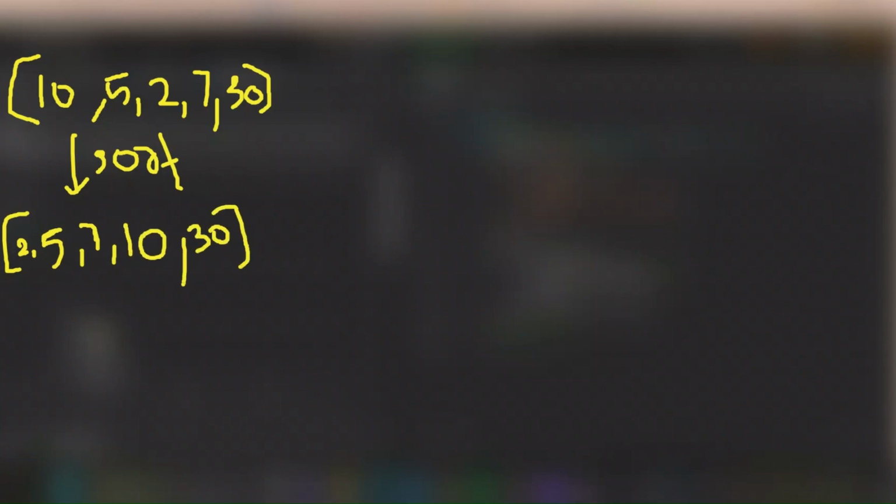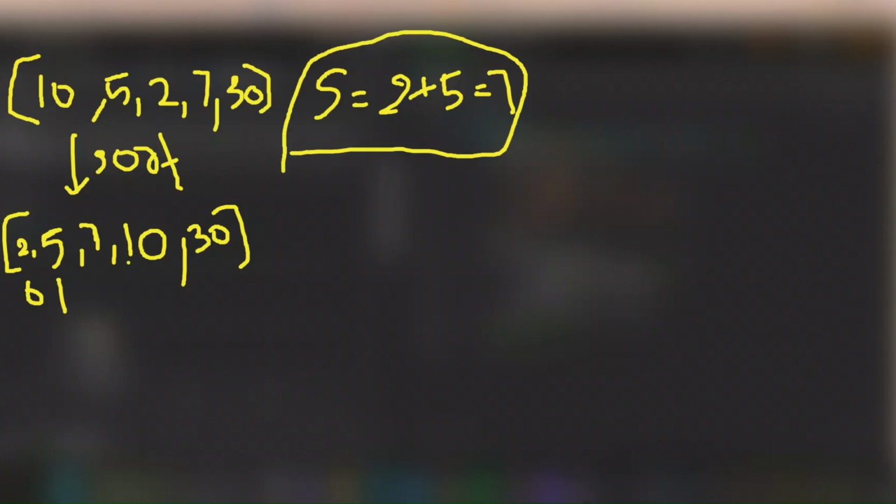Let's take an array of 10, 5, 2, 7 and 30. First sort this given array into 2, 5, 7, 10 and 30. First we need to initialize sum as the sum of the 0th index element and the first index element. Let's say 2 plus 5, that is 7, will be our first sum. Now we need to traverse from 2 to n minus 1. Here the indices are 0, 1, 2, 3 and 4, so from 2 to 4 we need to traverse.